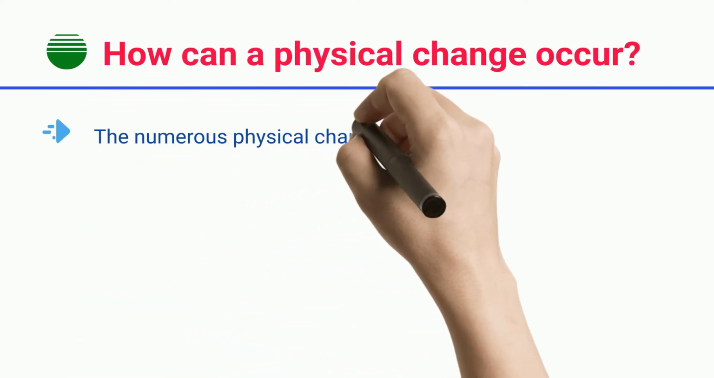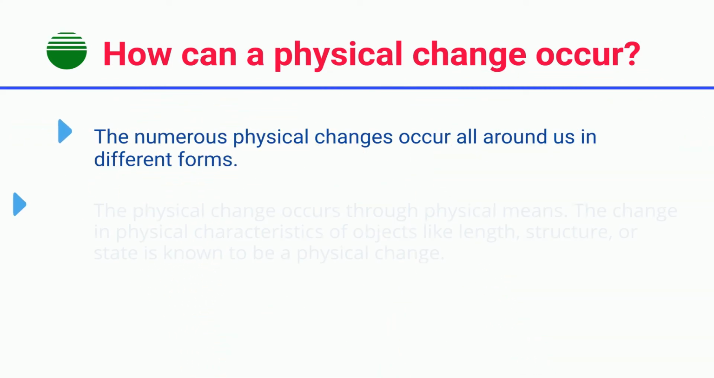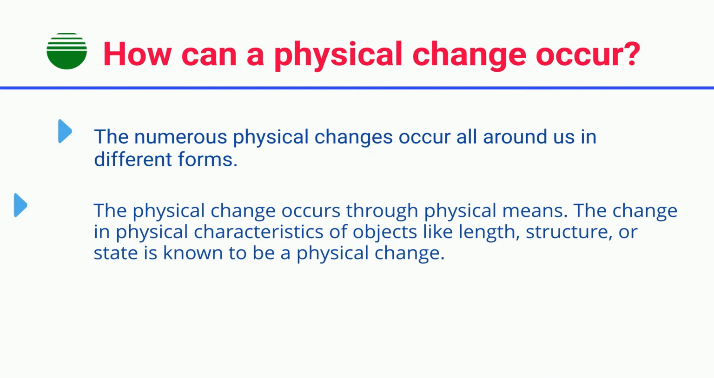How can a physical change occur? Numerous physical changes occur all around us in different forms. A physical change occurs through physical means. The change in physical characteristics of objects like length, structure, or state is known as a physical change.